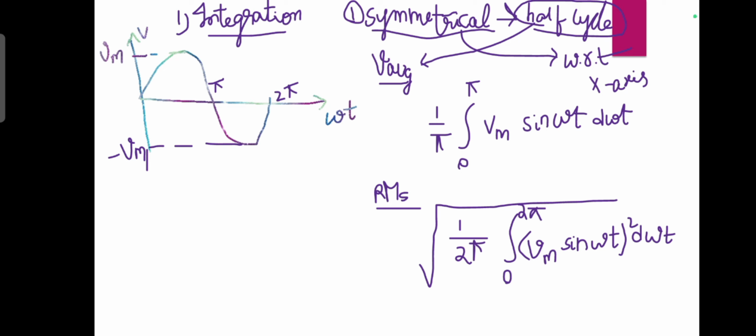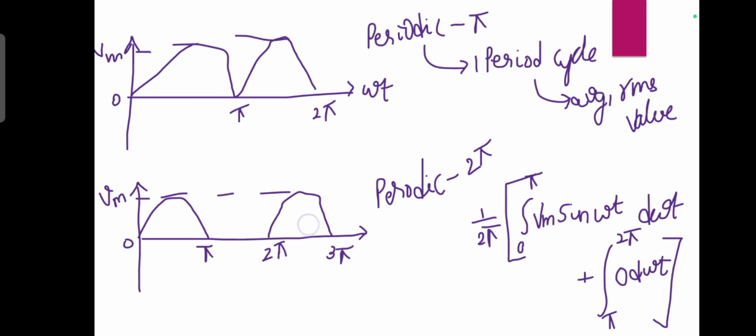Half cycle consideration for a symmetrical waveform is valid only for the average value calculation. For RMS value, we need to take one full cycle. Here one full cycle in the sense 0 to pi. So, since it is RMS, root of 1 by 2 pi integral 0 to pi of Vm sin omega t whole square d omega t will give us the RMS value.